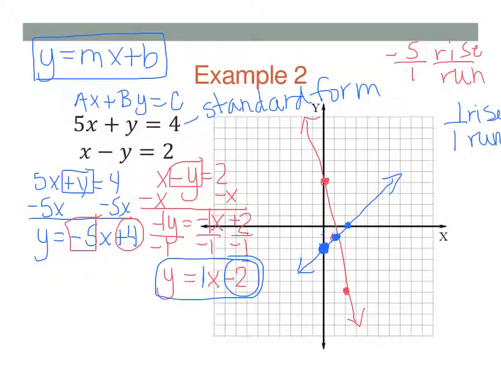Here, where do our two lines intersect? Where does our red line and our blue line intersect? They intersect at the point 1, negative 1. So our solution then is 1, negative 1. If we go back and plug in 1 for x and negative 1 for y, it will check out in both equations. Pretty simple, huh?